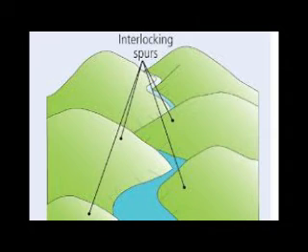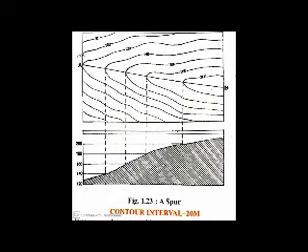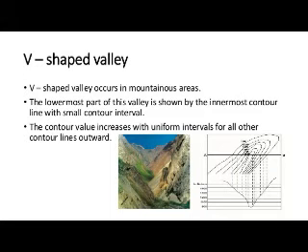The next is a spur. A spur is a tongue of land projecting from higher ground into lower ground. In this, the contours are V-shaped and the apex of V shows lower ground. Next, we come to a valley. A valley is a long, narrow depression with downward slope and the contours are V-shaped. Now, in a valley, contour decreases inward.